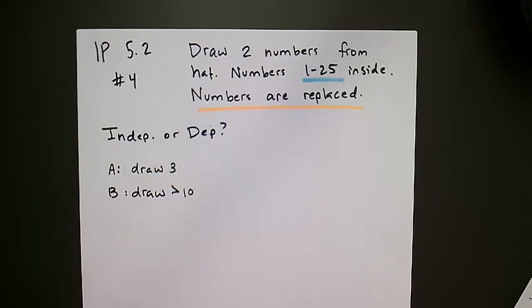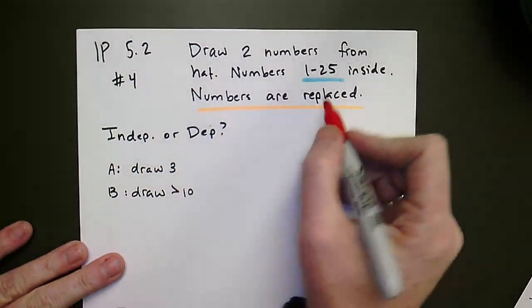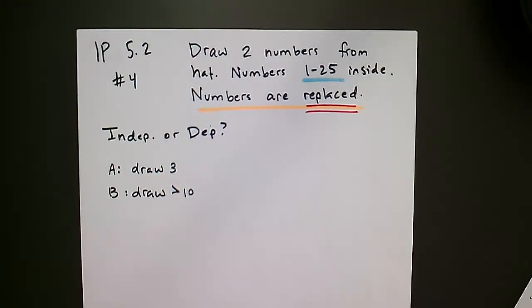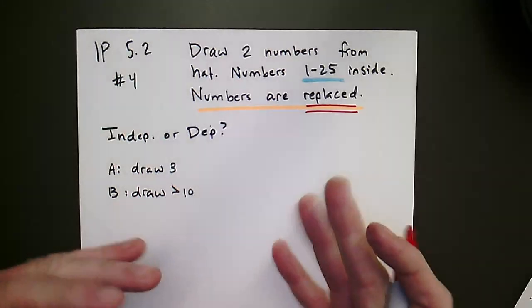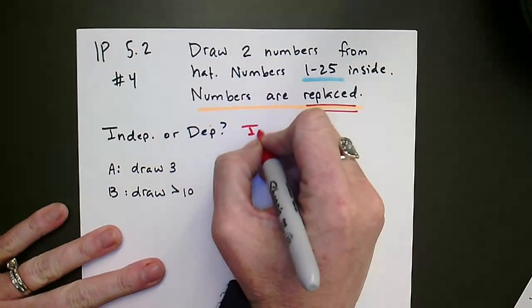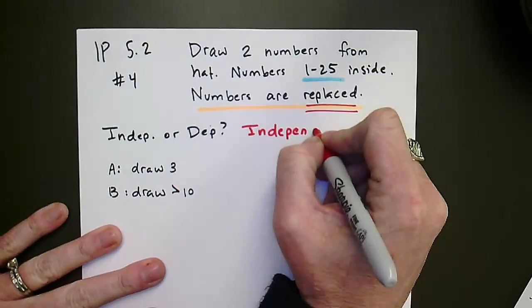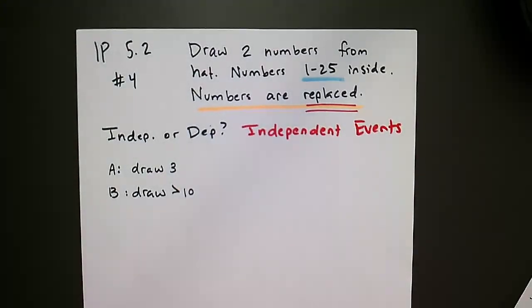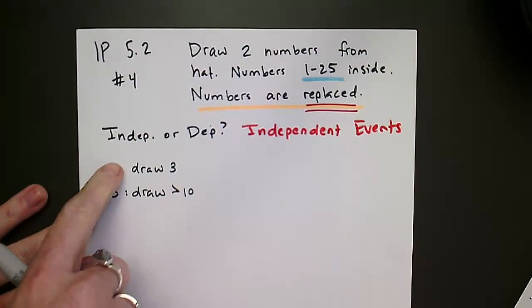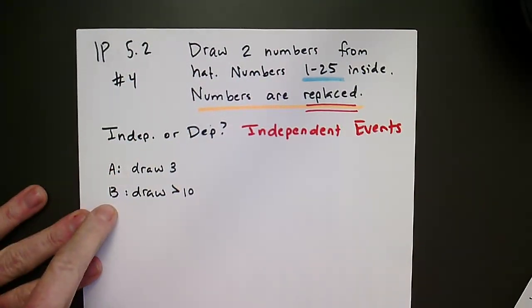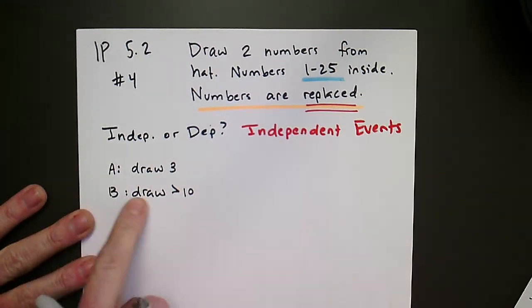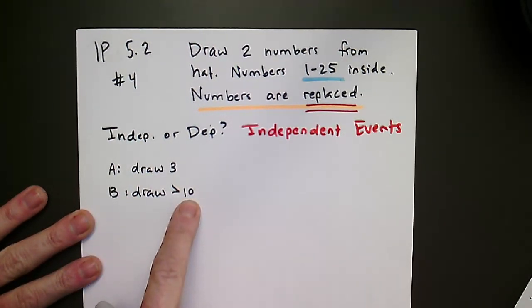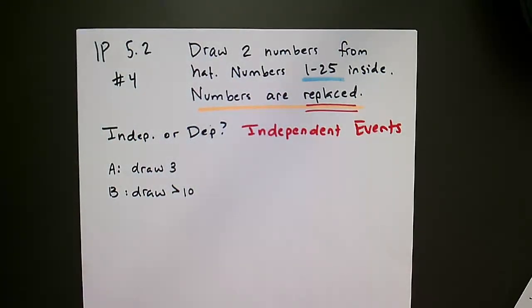Okay, so independent or dependent. This is the key to answering that question, the fact that they are replaced. Since everything is put back and we're drawing from the same scenario that we started from, these are independent events. Everything is getting replaced, and doing the first thing does not affect the second thing. We're going to still draw from 25 cards, or 25 tiles, whatever the numbers are on.